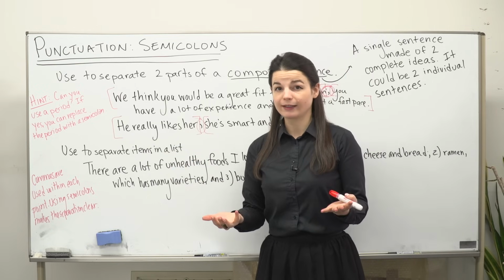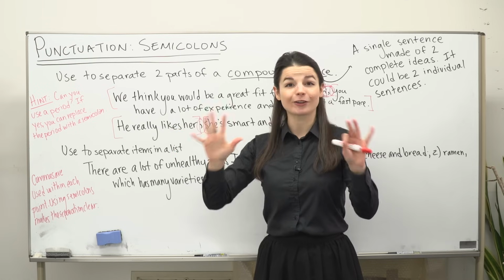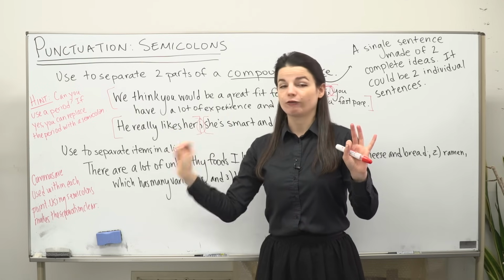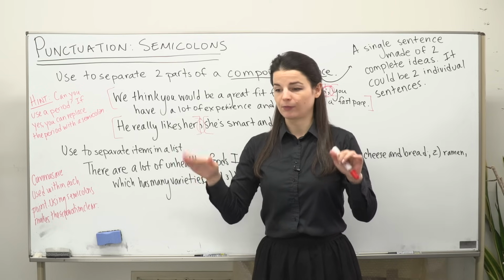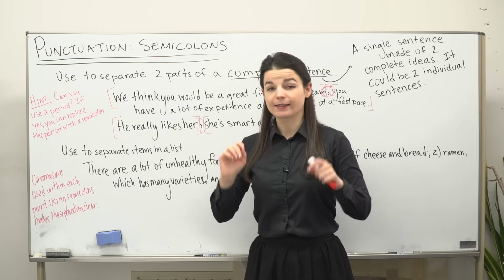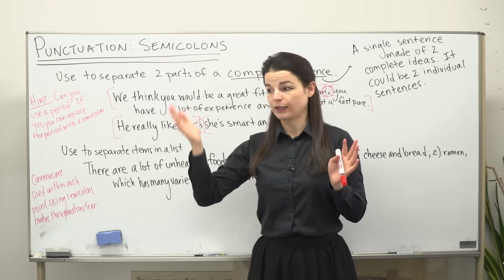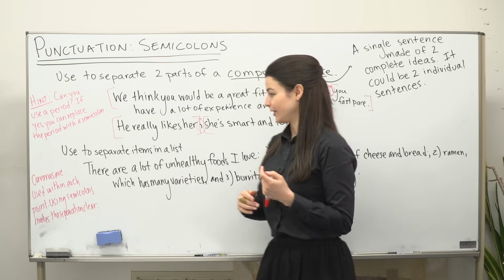So maybe if you're writing something and you have kind of an introduction to a list and then a few different points in your list that are very complex, you can use a semicolon to show where each point stops. So let's take a look at this.